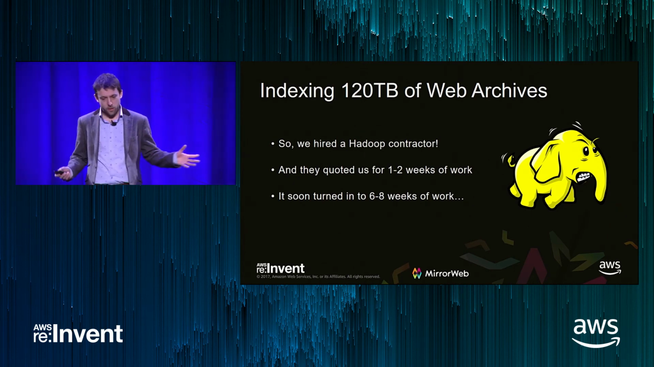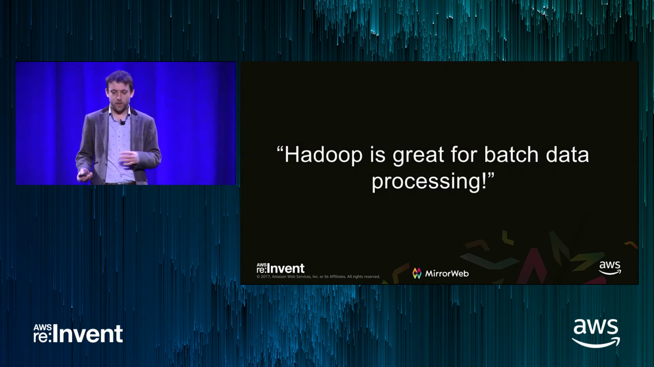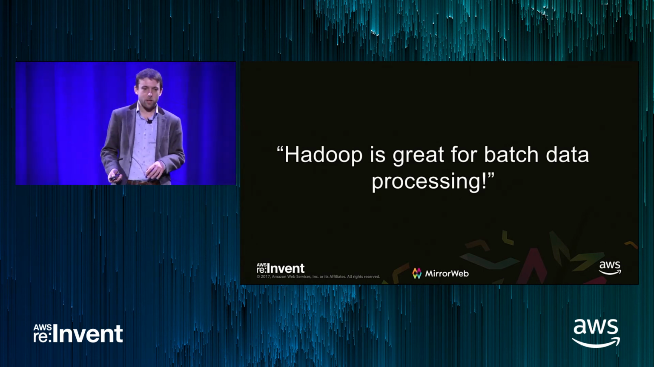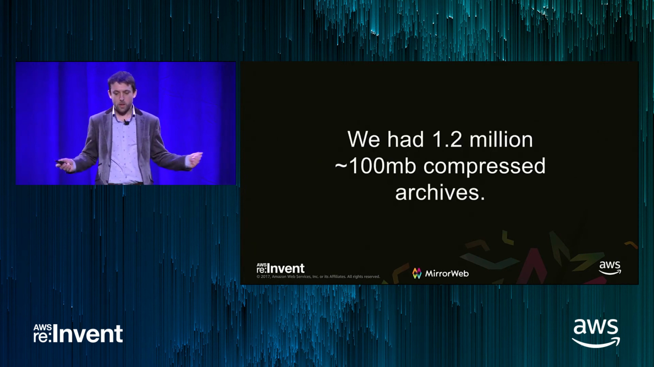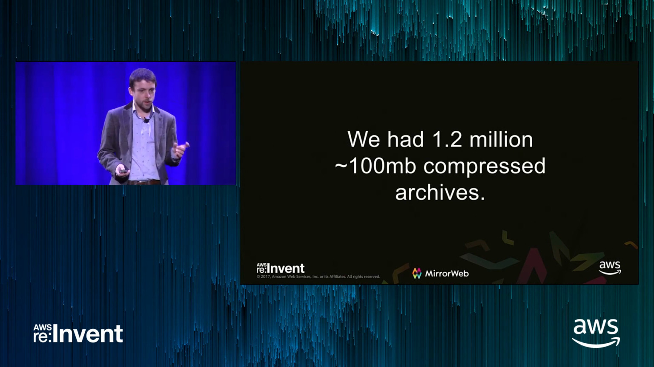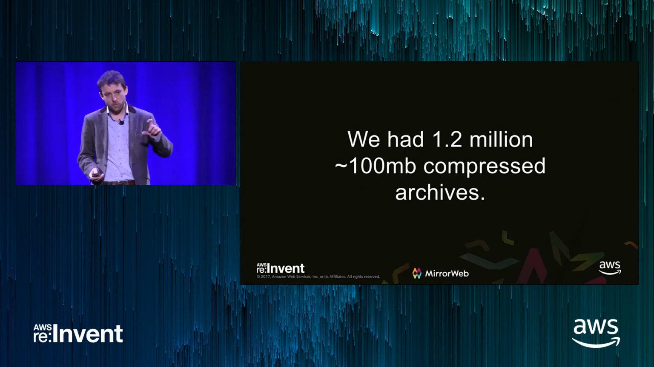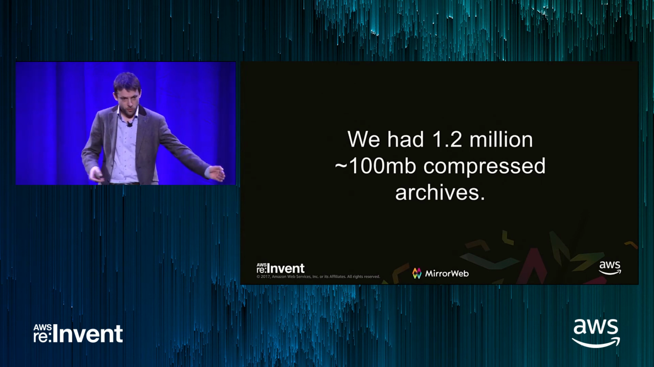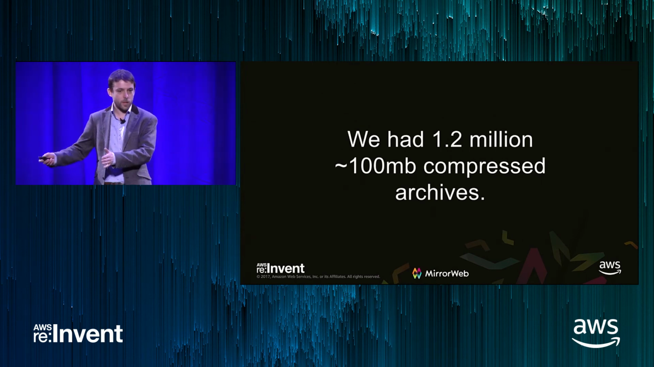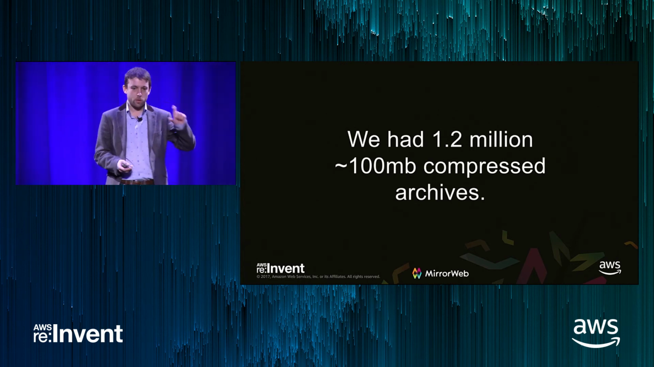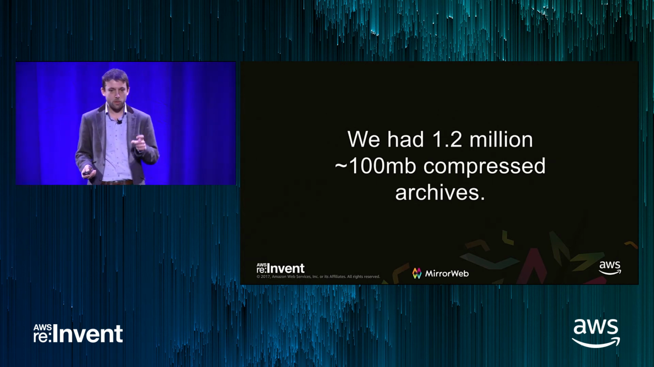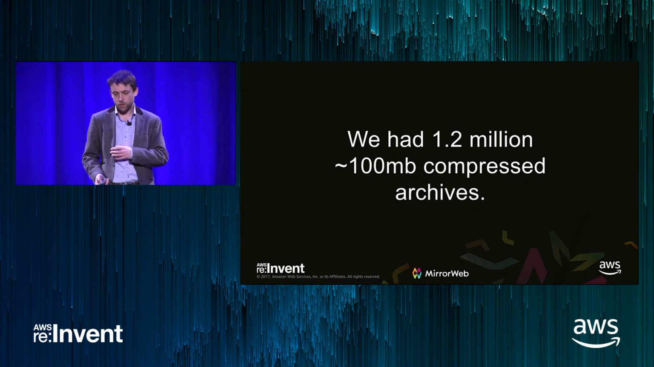Why is this? It turned out we didn't realize that while Hadoop is great for batch data processing on small amounts of large files, this is the small file problem. We had 1.2 million 100 megabyte files, and not only that, they were gzip chunk files. So we had to move the whole data set from S3 into the HDFS to process it. We couldn't read directly from S3, just through the nature of each file having to be uncompressed. And with a WARC, we only want certain parts of it to be extracted. We don't need the whole file if we filtered it down.